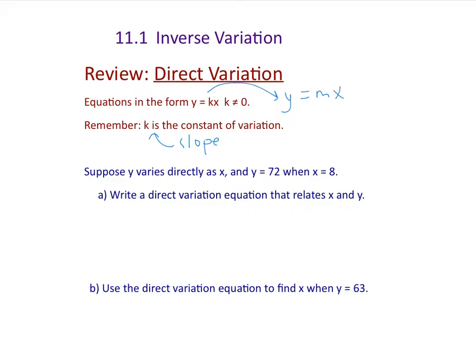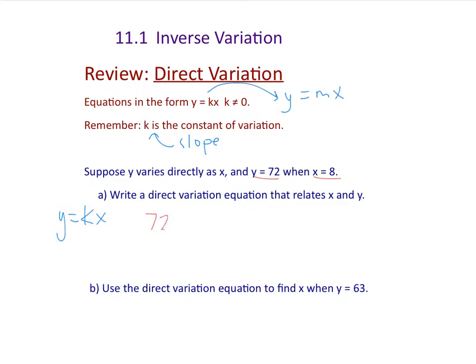Suppose y varies directly as x, and y equals 72 when x equals 8. The first part of what we need to solve is writing a direct variation equation that relates x and y. So remember, these equations are in the form of y equals k times x. So how would we start this problem? You got it. Plug in everything that we know into y equals kx. We know y is 72 and we know x is 8, which means we need to solve for k and then put it all together and write our equation.